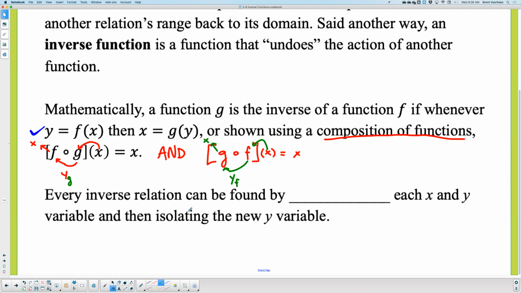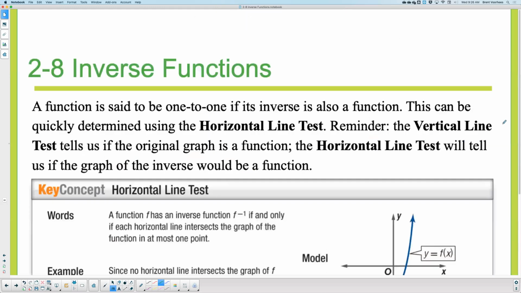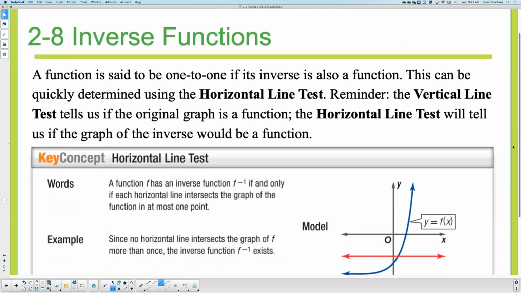So every inverse relation can be found by, does anybody know, how do you find an inverse? Switching. That's the word we're looking for: switching each x and y variable and then isolating the new y variable. So that's our algebra right there. We're going to switch x and y. Whenever you see inverse, which by the way is represented by f negative 1 or g negative 1, that'll tell you.